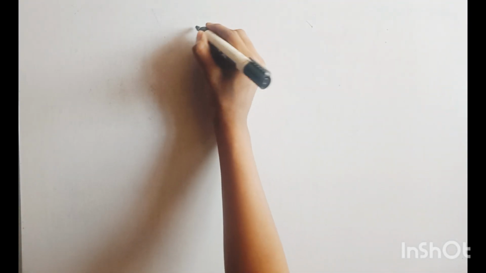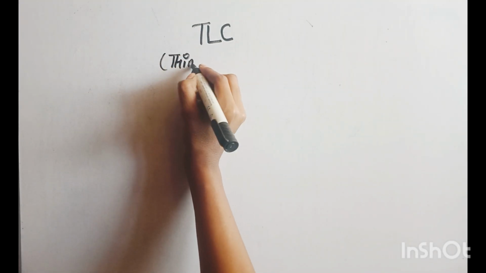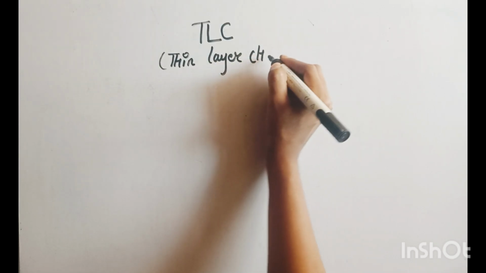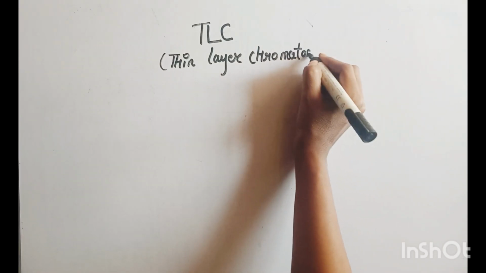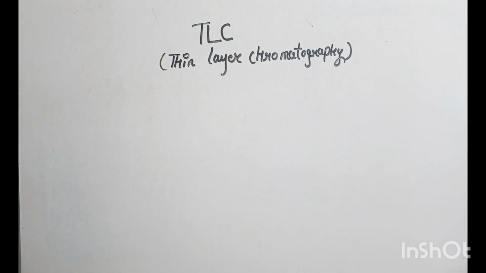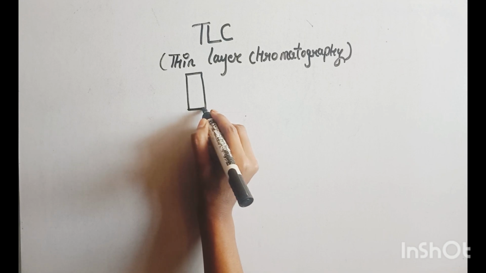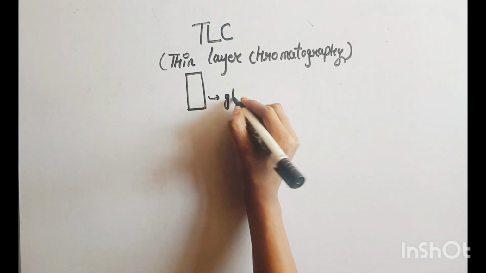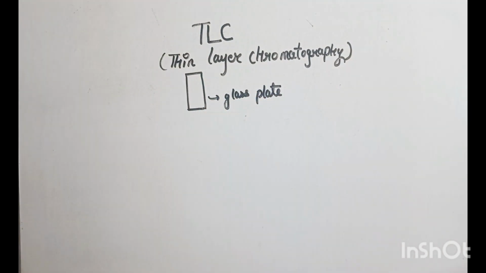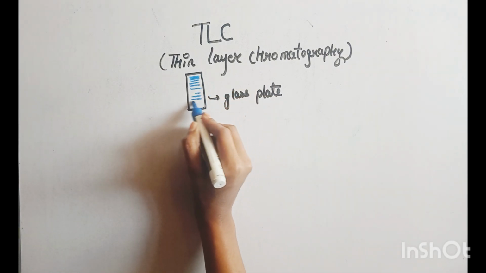In this video, I am going to discuss TLC. TLC is called thin layer chromatography. In this TLC, a glass plate is present. The slurry of the adsorbent is spread uniformly on this glass plate to form the thin layer, a formation of the thin layer.